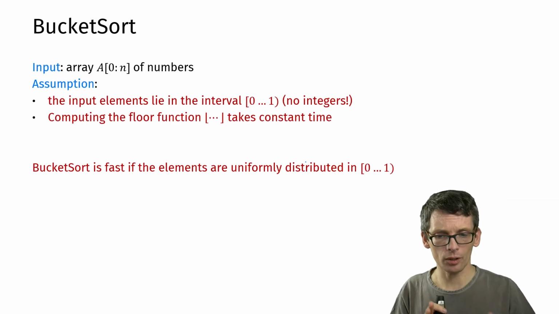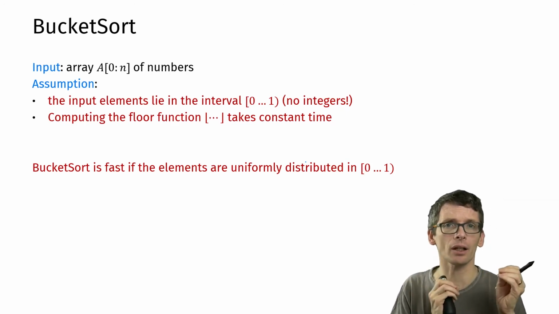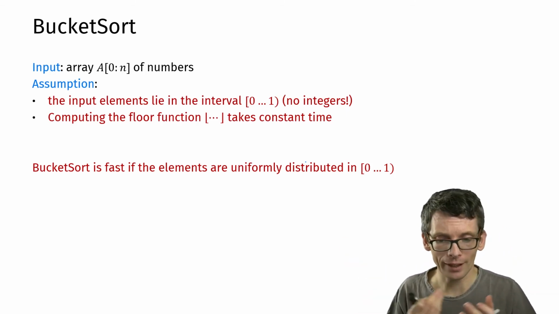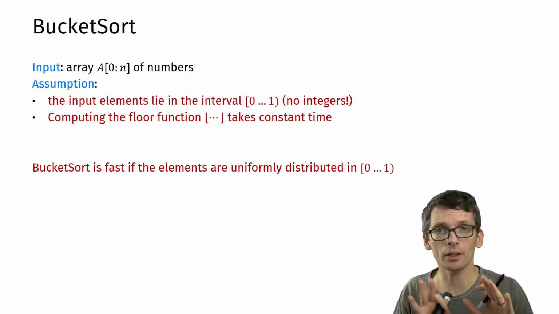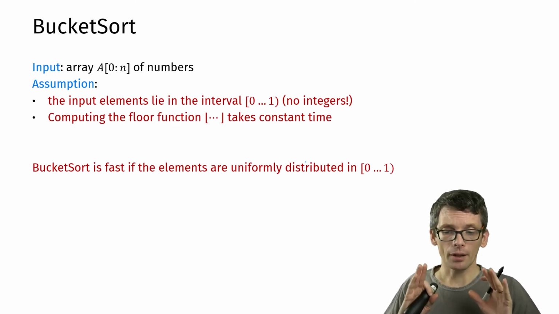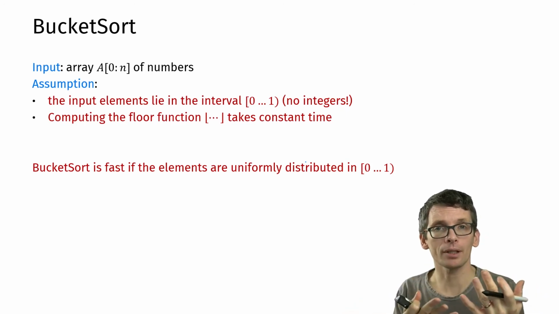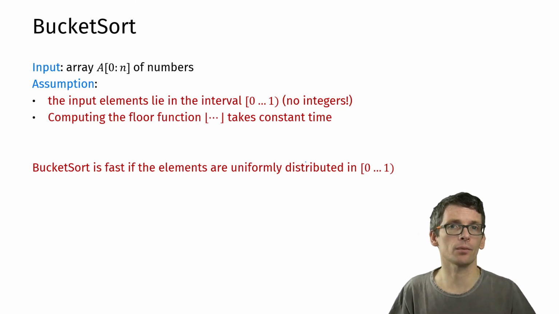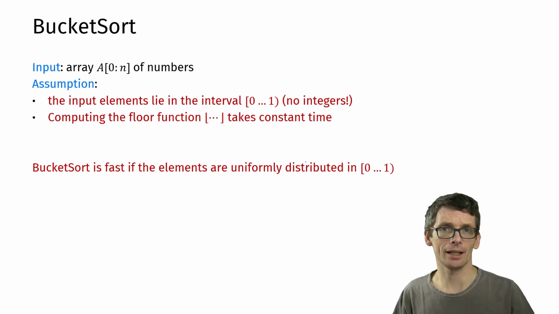In terms of the assumptions, we're going to make use of the floor function. That doesn't seem that unusual. The floor function is a function that you easily have access to in Python or in any programming language. But in terms of the model of computation, that is actually something to take care of. Under these assumptions, and assuming that the numbers are nicely spread out, more specifically, they are uniformly distributed in the interval between 0 and 1, bucket sort runs in linear time. So what's the idea here?